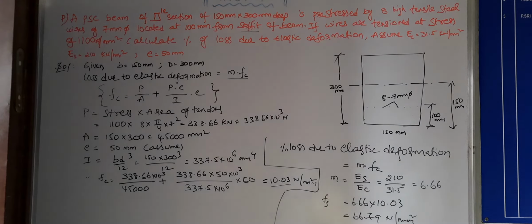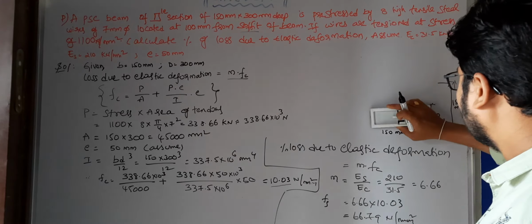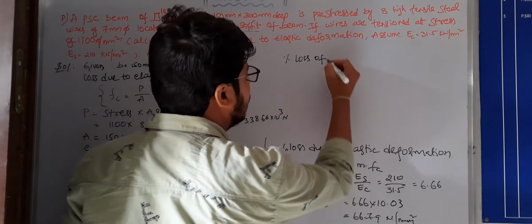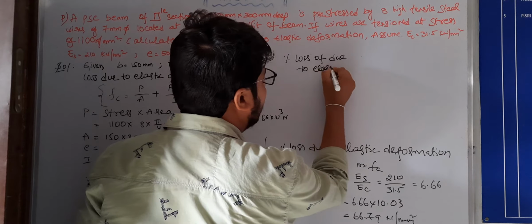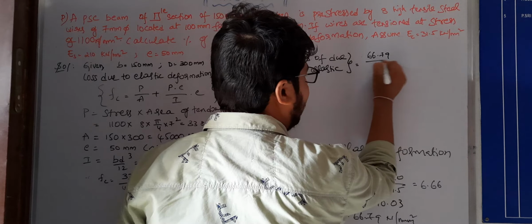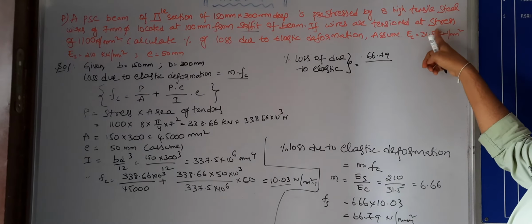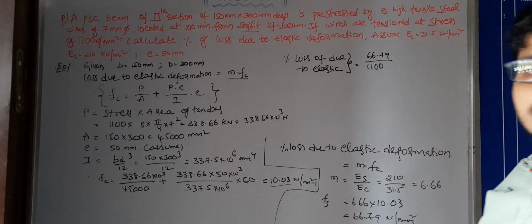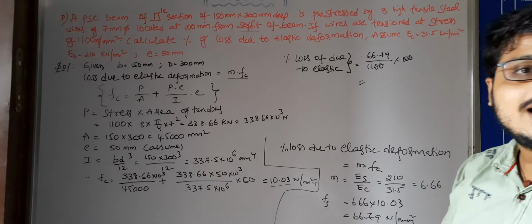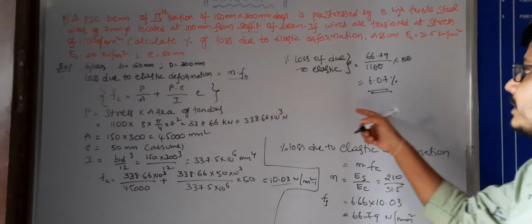But the fs value we have got is a stress, and they asked for the percentage of loss. So I am writing the percentage of loss due to elastic deformation, which is equal to 66.79, the stress loss in concrete, divided by the given tensile stress of 1100, multiplied by 100. That is 66.79 divided by 11, which gives the value of 6.07%. This is the percentage of loss due to elastic deformation.